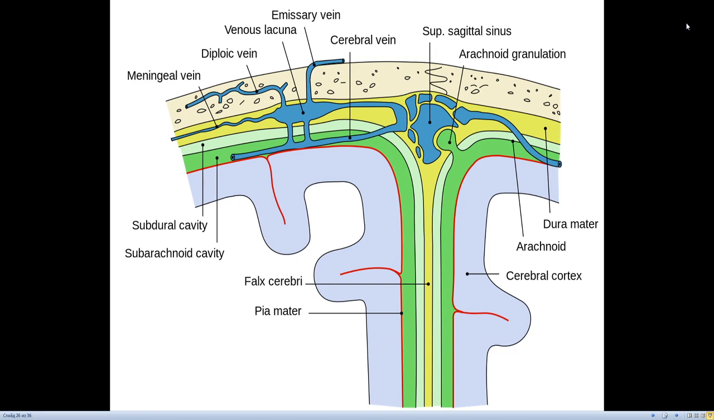Meninges of the brain, the coverings of the brain, or simply meninges of the brain.